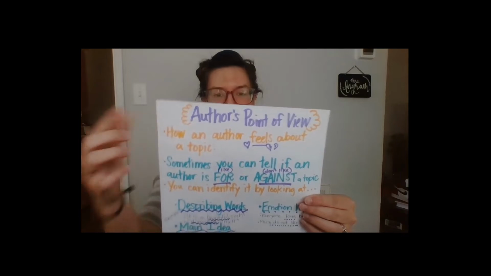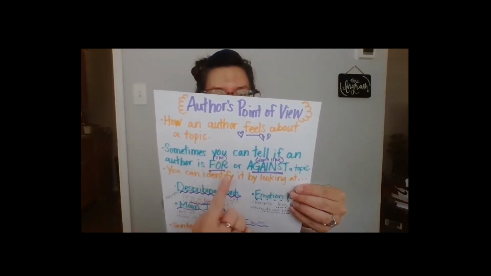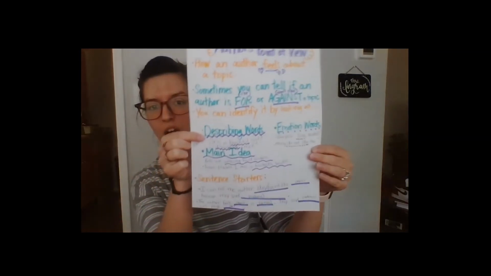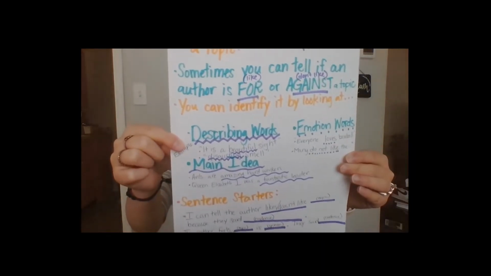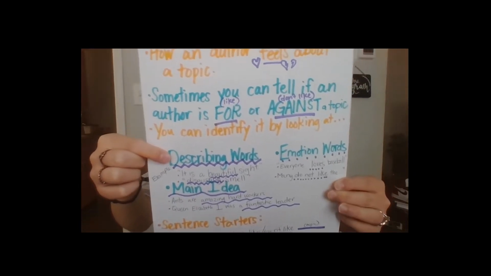So remember, once again, we are looking for the point of view. That means we're looking for how the author feels about it. We're trying to figure out, do they like it? Do they not like it? Are they for it? Are they against it? And our clues, our best ways to figuring it out, are by looking at how the author describes the topic.